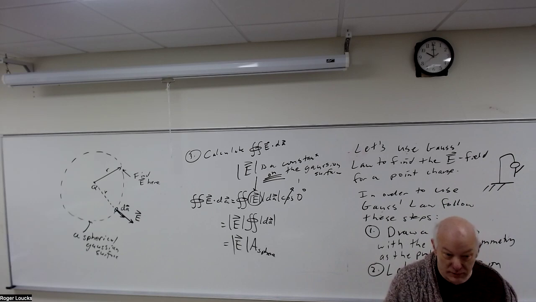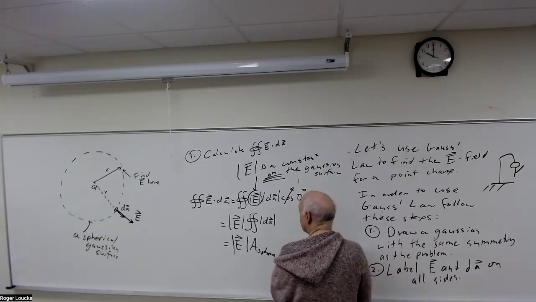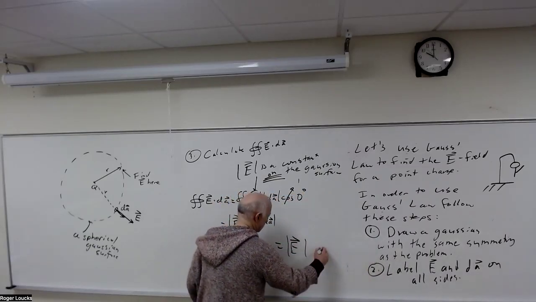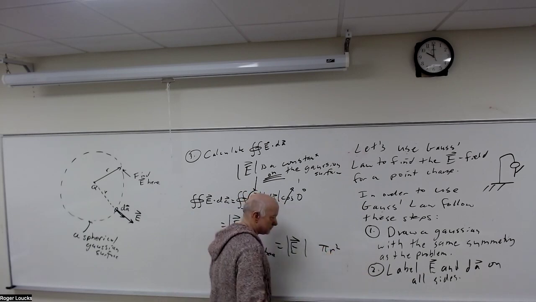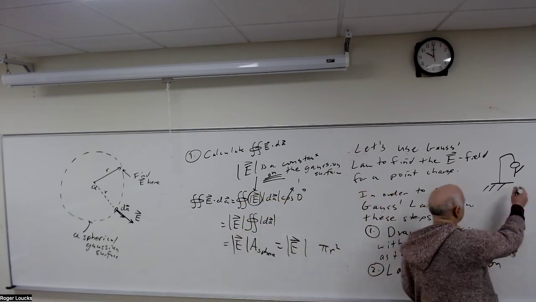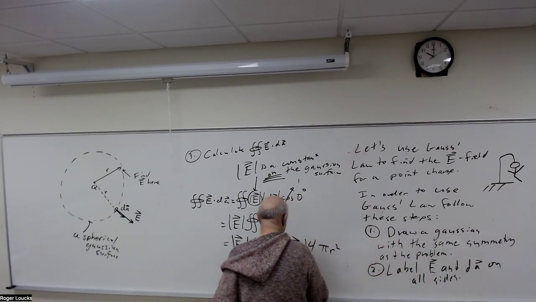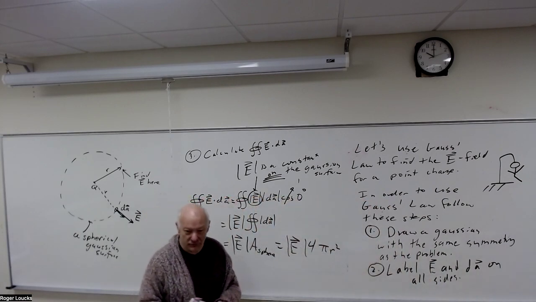Anything with an r cubed would not be an area, it would be a volume. There is a pi and there is an r squared. And 4 pi r squared is the surface area of a sphere.